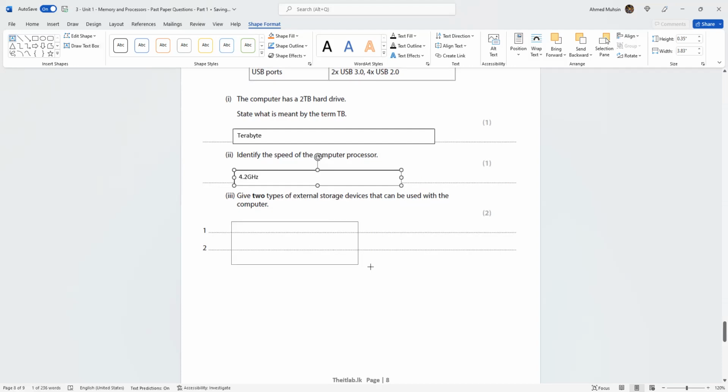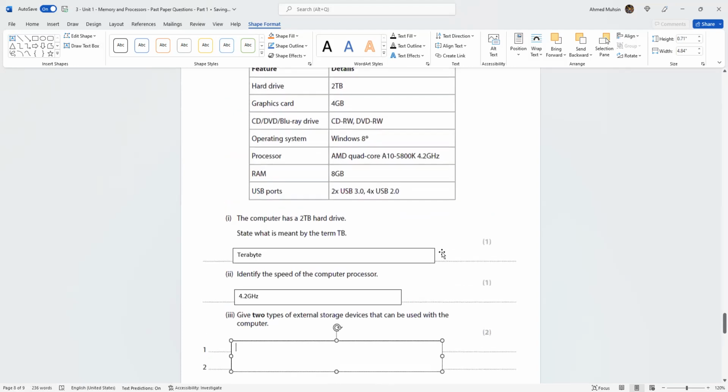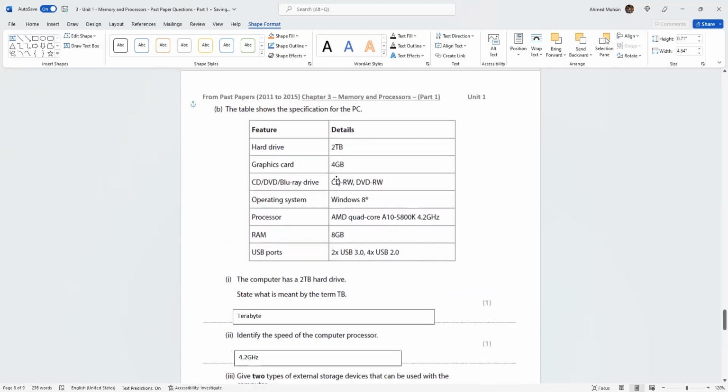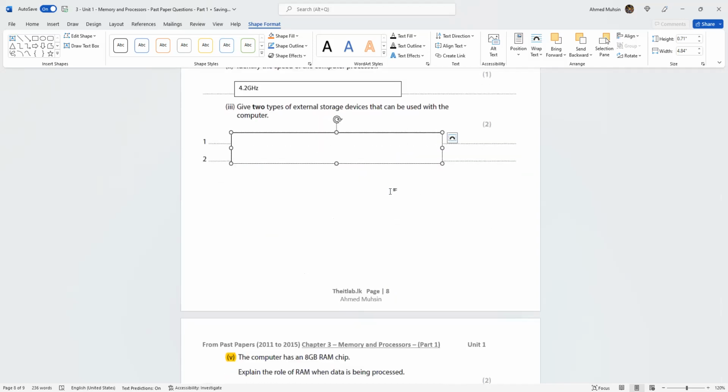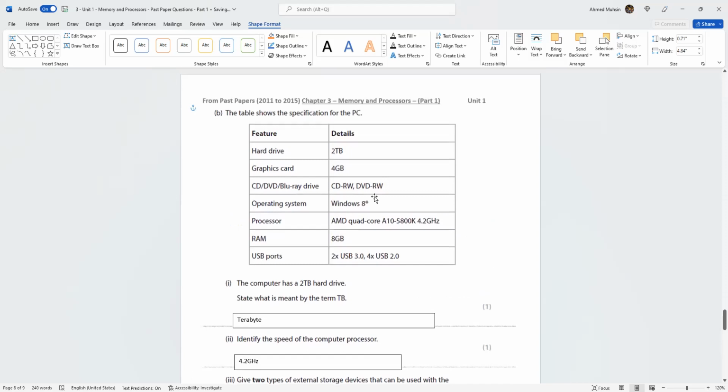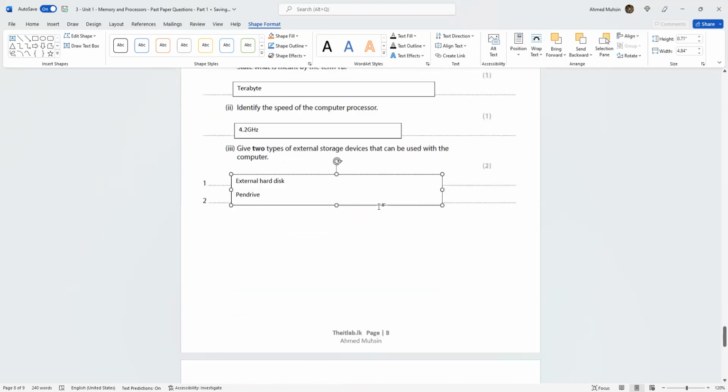Give two types of external storage devices that can be used with the computer. So you can talk about an external hard disk. Have they mentioned it anywhere here? So here they have only mentioned the optical disk, CD and DVD. So we can mention external hard disk. We can mention pen drive. You can mention memory card, you can mention SSD. All of those are fine. CD, DVD, you can also mention Blu-ray maybe.